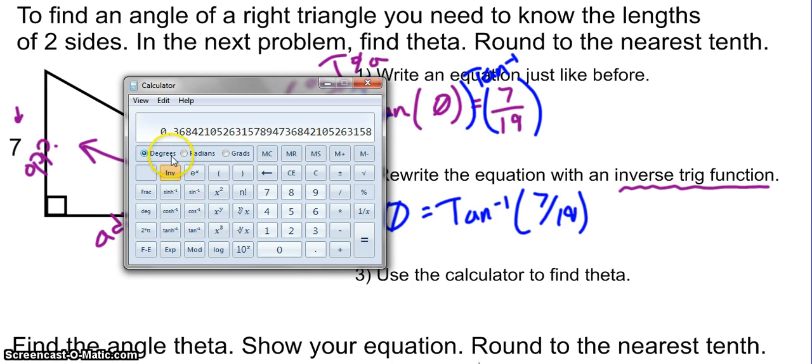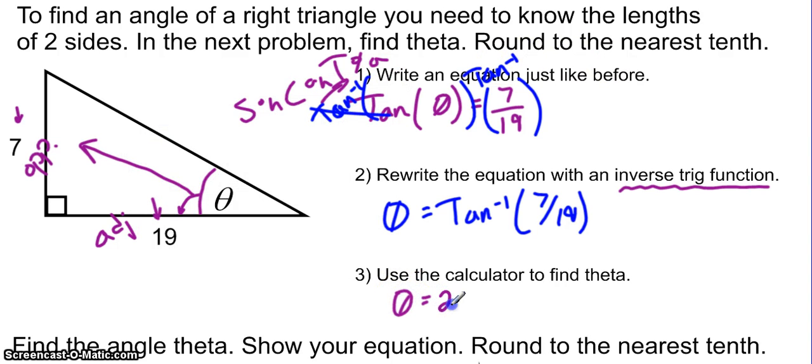Make sure you're in degrees before you do this. And inverse tangent is about 20.22. So when we round to one decimal place, the nearest tenth they asked for, theta equals 20.2. And that's 20.2 degrees now, because instead of finding a side, which could be in centimeters or meters or feet, I'm finding an angle, so it's 20.2 degrees.